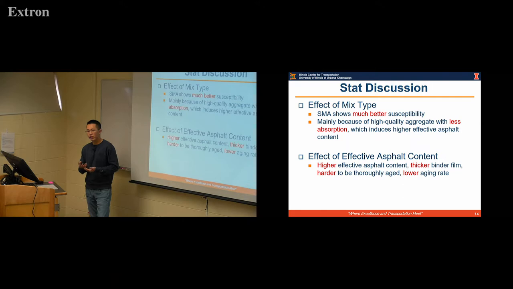So how are you going to achieve higher effective asphalt content? Basically you have two approaches. First is to increase your asphalt content, or you can use high quality aggregates with lower water absorption. We found that the asphalt content is not a significant term, but the effective asphalt content is a significant term, which means using aggregates with lower water absorption is a better approach.